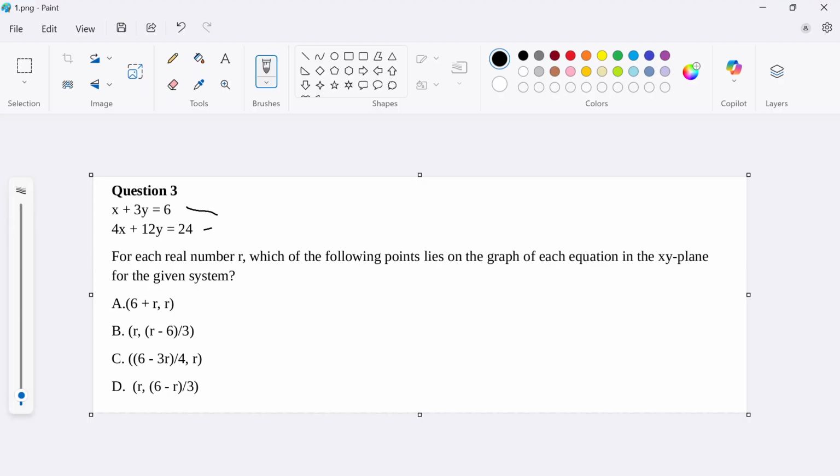First, notice that these two equations are really the same line. The second one is 4 times the first. 4 times x is 4x, 4 times 3 is 12, so 12y, 4 times 6 is 24. So it's one line. Whatever answer choice is correct, that point has to lie on the line no matter what the value of r is.